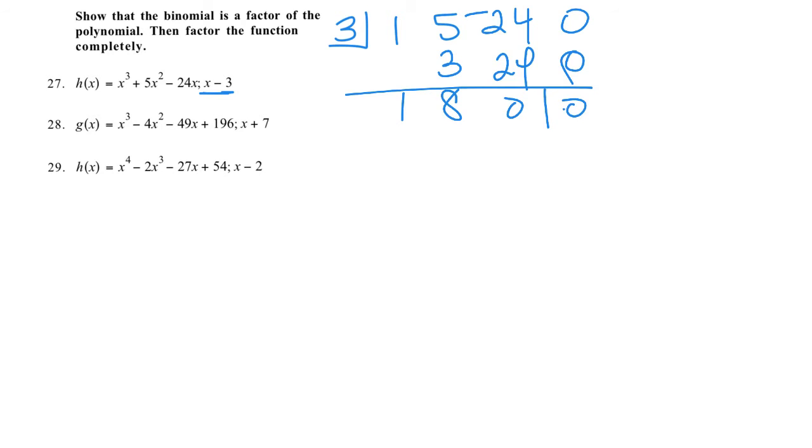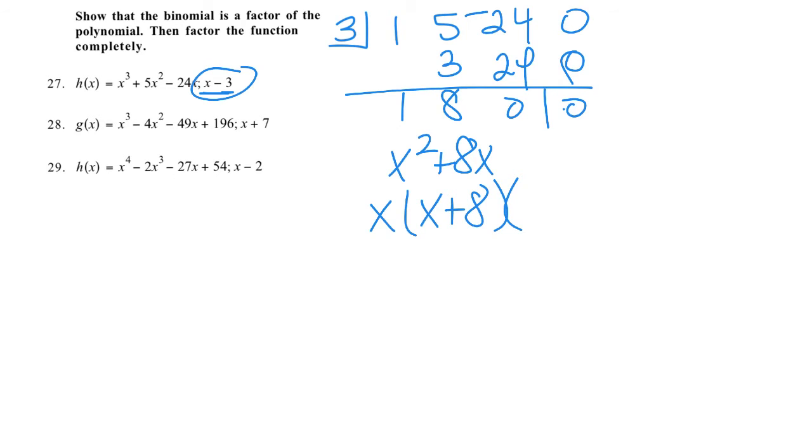So that worked. What do I have left? I have x squared plus 8x plus 0. I don't need to write plus 0. And I can factor out an x. X times x plus 8. And then what factor did I start with? I started with the x minus 3, so I want to include that in my answer.